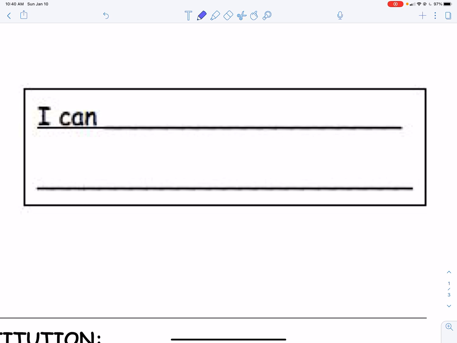So today's I can statement is going to be: I can solve systems of equations using substitution.